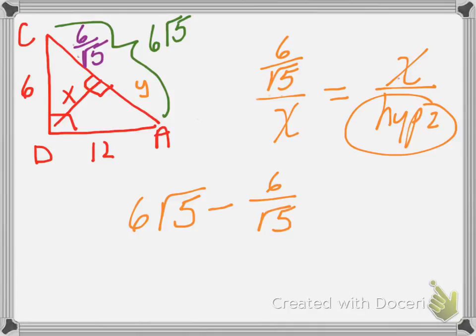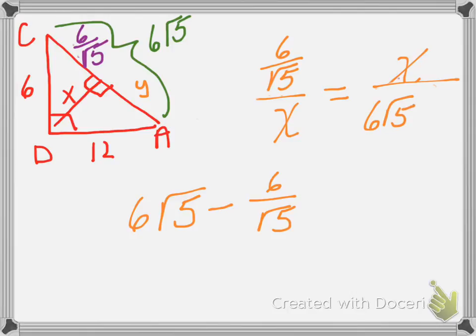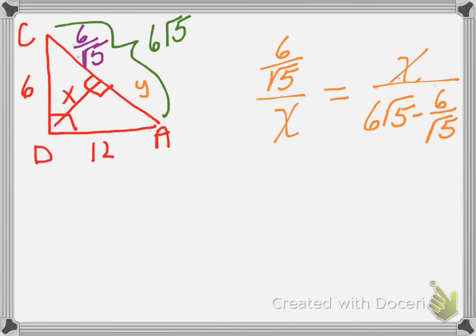Just take the whole thing and take away the little part and you'll get the other piece we're missing. So actually we do know what that second part of the hypotenuse is. It's actually this. And now we can go ahead and solve this.